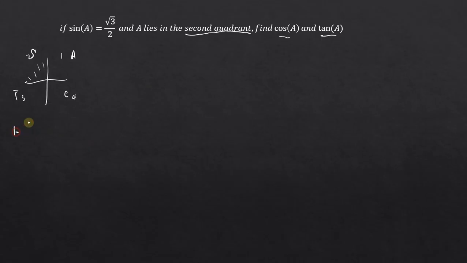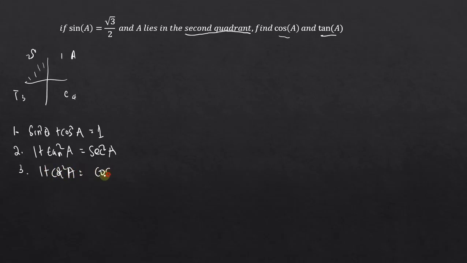So one of them is sine squared A plus cos squared A is equal to 1. Then we have 1 plus tan squared A is equal to sec squared A. The third one is 1 plus cot squared A should be equal to cosec squared A. And the fourth one is tan A is equal to sine of A over cos of A.